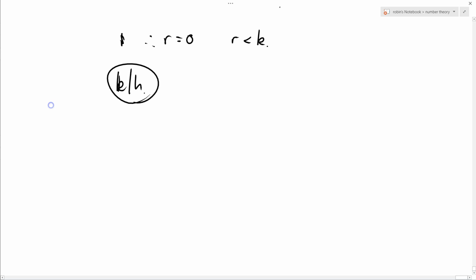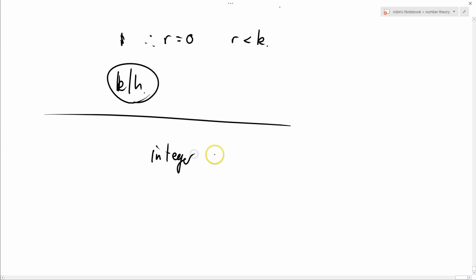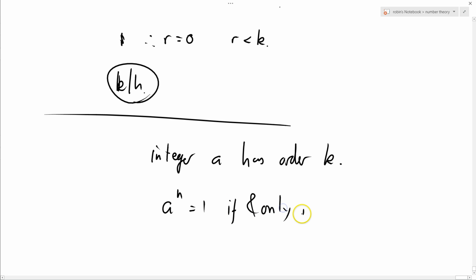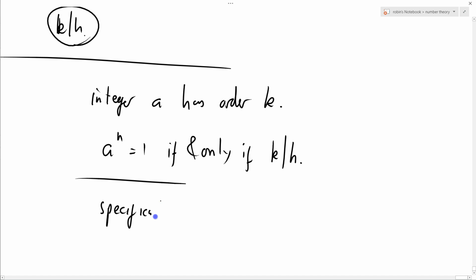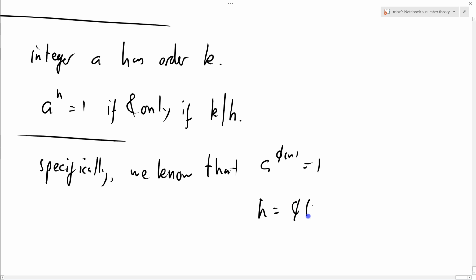Let me write that whole thing out again. If integer a has order k, then a to the power h equals 1 if and only if k divides h. And so specifically, we know that a to the power phi of n equals 1. So h equals phi of n.